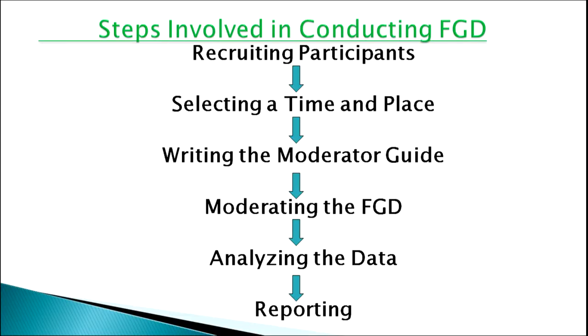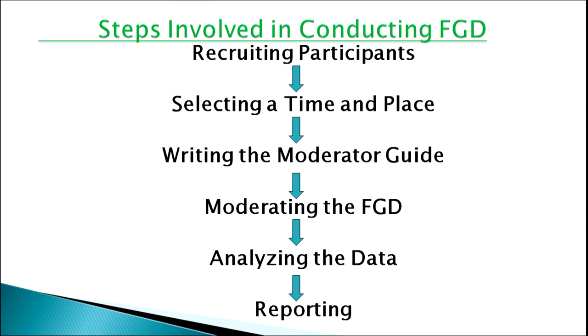Here, I am showing you the few steps involved in conducting FGD. You can see identifying participants or recruiting the participants, then selecting a time and place where to do this, then writing the moderator guide. Moderator's guide here refers to the questions that we are going to ask. It is always better to have questions in hand before going to the field. What type of questions, how many questions, what are the issues that I am going to discuss, and in what manner I am going to ask the questions becomes very important. So, therefore, preparing a moderator guide. The moderator is the one who is conducting this FGD. So, writing it before going to the field becomes important. And once you are ready with that, it is actually moderating the FGD, the actual performance of the FGD. Once we do this, you analyze the data, and once you analyze the data, you have to report it for micro planning.